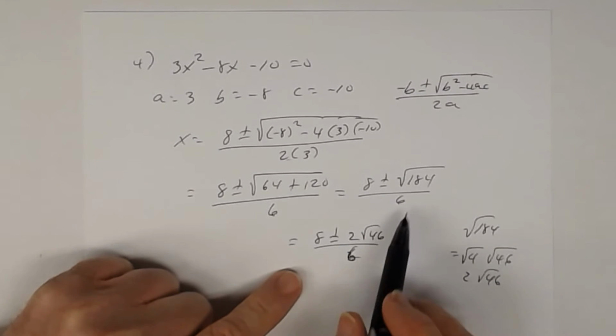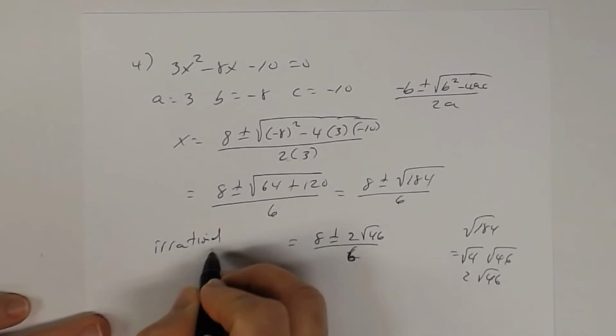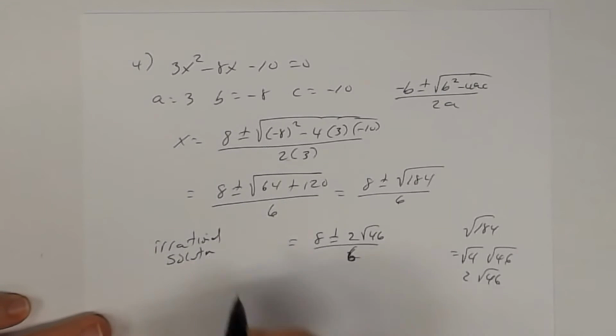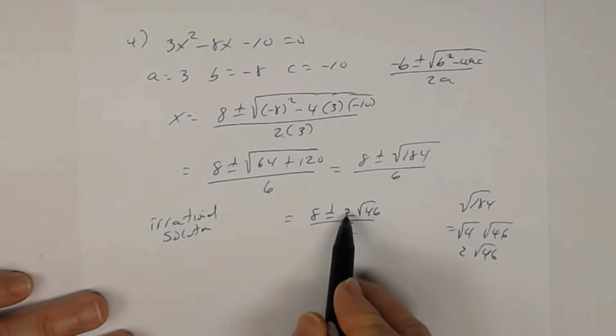184 was not a perfect square. So here I'm going to get irrational solutions. But notice that 8, 2, and 6 are all divisible by 2. So let's go ahead and simplify this.